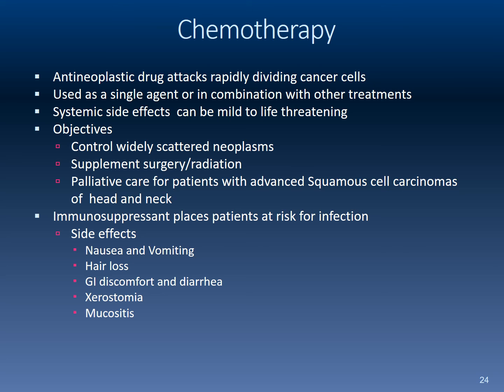Chemotherapy is an anti-neoplastic drug that attacks rapidly dividing cancer cells, used as a single agent or in combination with other treatments. Systemic side effects can be mild to life-threatening, and the objective is to control the widely scattered neoplasms, to supplement surgery or radiation, and to provide palliative care for patients with advanced sarcoma, squamous cell sarcomas of the head and neck. Immunosuppressant drugs place patients at risk for infection. These infections also have side effects such as nausea and vomiting, hair loss, GI disorder, diarrhea, xerostomia, or mucositis.